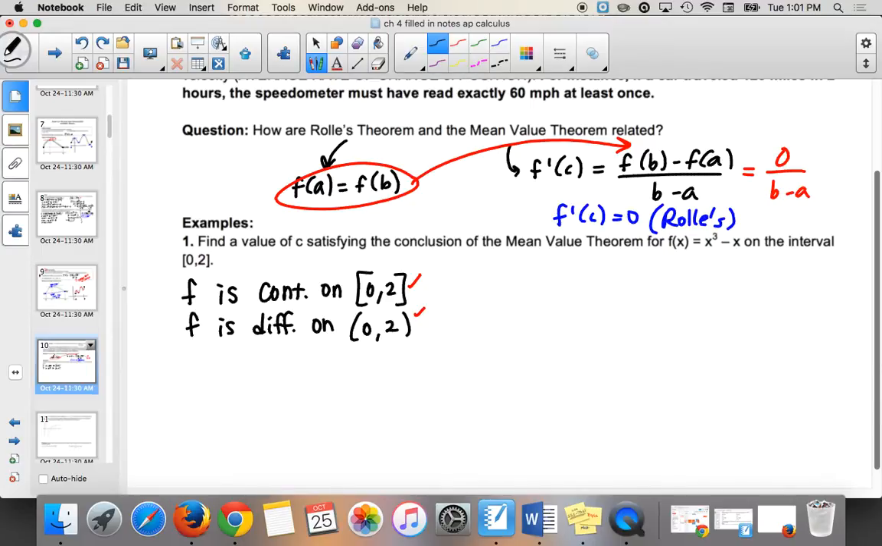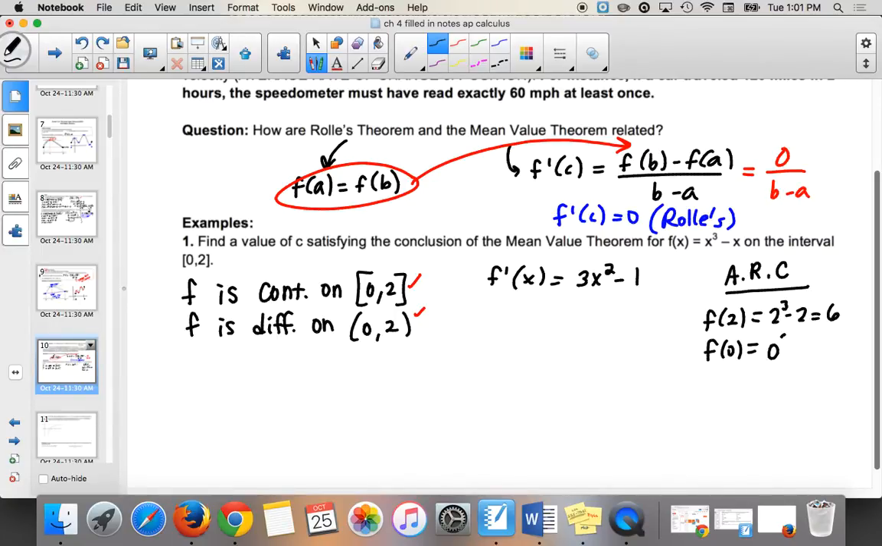Right, and now the next part says f prime equals the average rate of change. So f prime of x is 3x squared minus 1. And we want to find the average rate of change, ARC. So we need to find what f of 2 is and what f of 0 is. f of 2 is 2 cubed minus 2, so 6. f of 0 is 0 cubed minus 0, which is 0. So my average rate of change, f of b minus f of a all over b minus a, is f of 2 minus f of 0 all over 2 minus 0. So it's 6 minus 0 over 2 minus 0, which is 3.